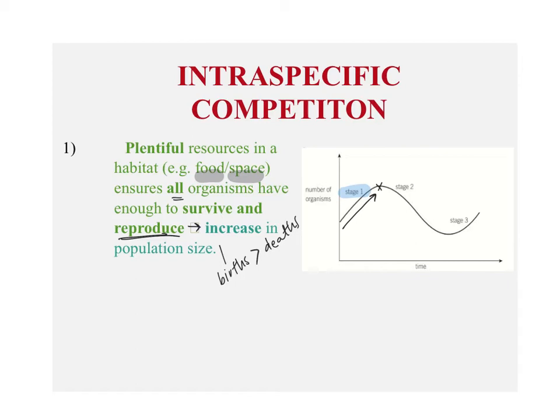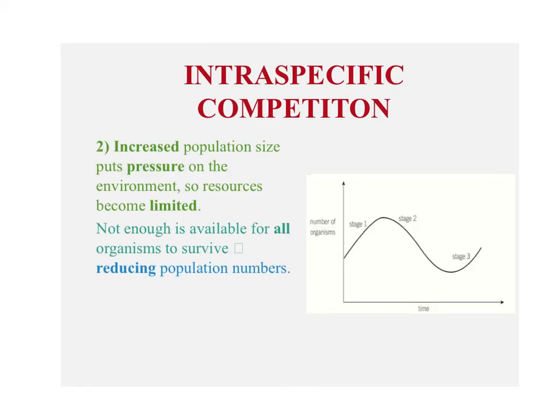And that's stage 2. Now in stage 2, that population size at its utmost starts to put pressure on the environment. And resources suddenly become quite limited. There's not enough available for all of the organisms to survive. And that's going to result in a downshoot or a reduction in the population numbers, where deaths are going to be bigger than births.